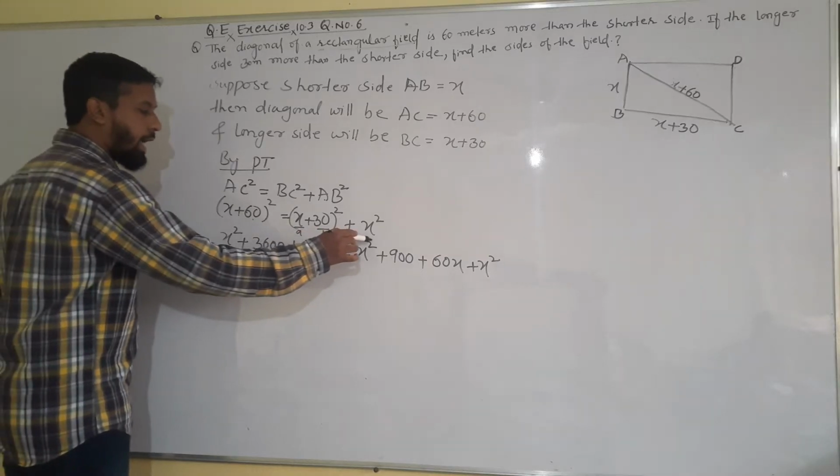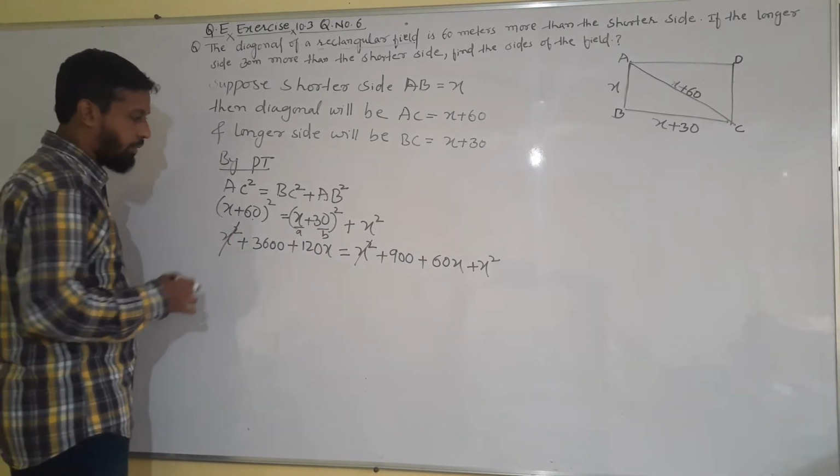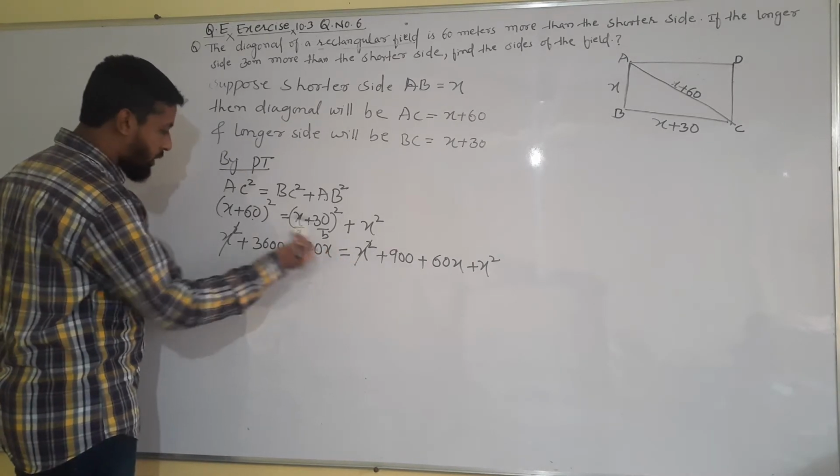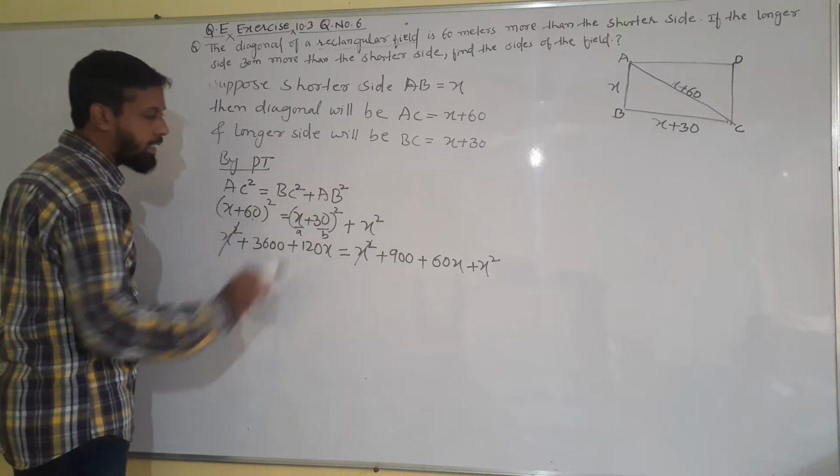Now this x square and this x square can get cancelled because both are same. If you take x square to left hand side, it will be x square minus x square. So we can cancel it here.